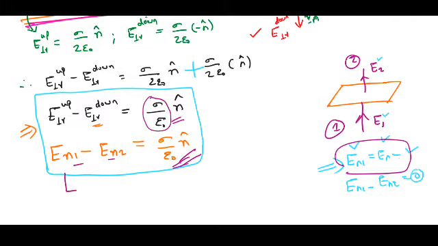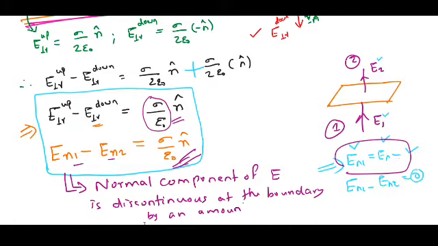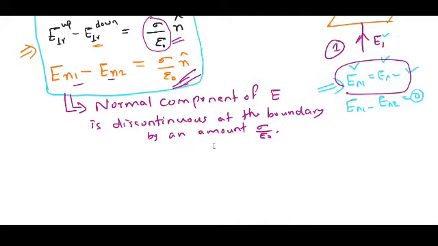This normal component of the electric field is discontinuous at the boundary by an amount sigma by epsilon 0. That is the physical meaning of this expression. To get more idea about this boundary condition, we will consider an example.